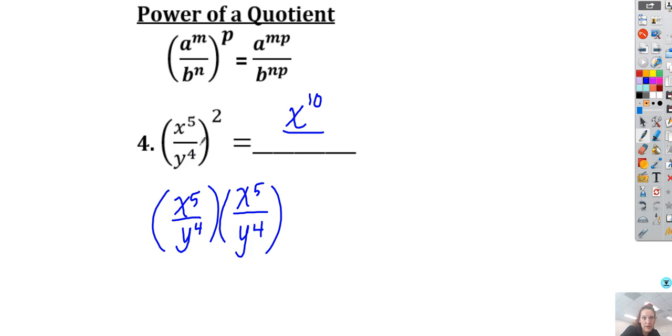over y to the fourth times 2. 4 times 2 is 8, so y to the 8th. So y to the fourth times y to the fourth is y to the 8th. So you raise this exponent, you multiply this exponent by the one you're raising it by. 5 times 2 is 10. 4 times 2 is 8.